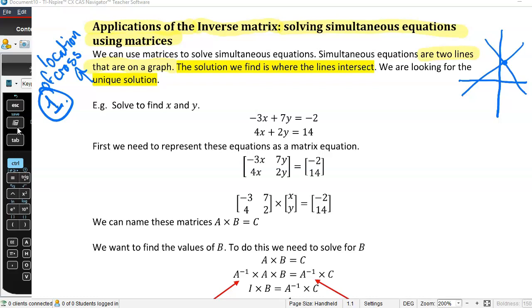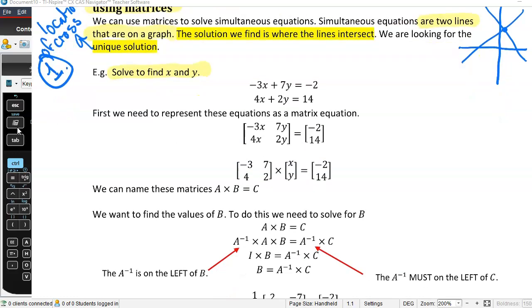So let's look at this example I've set up here. Solve to find x and y. And we've got our two equations set up here. And of course, back in year 10, you've probably solved those algebraically. But let's do them with our matrices.